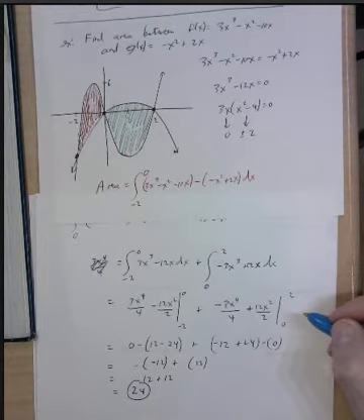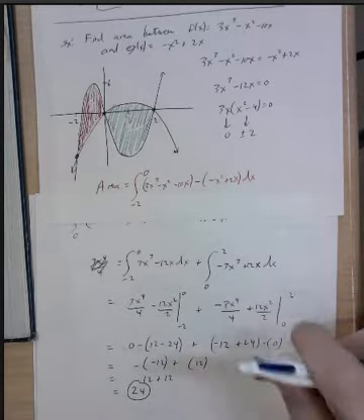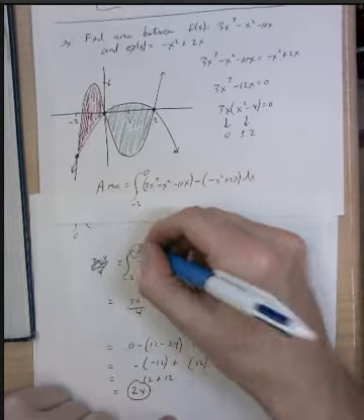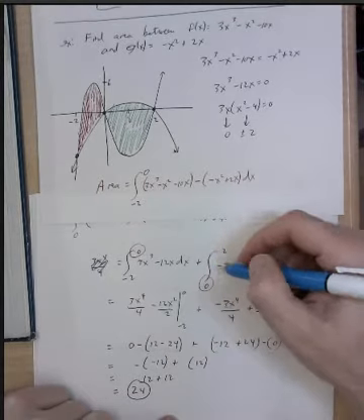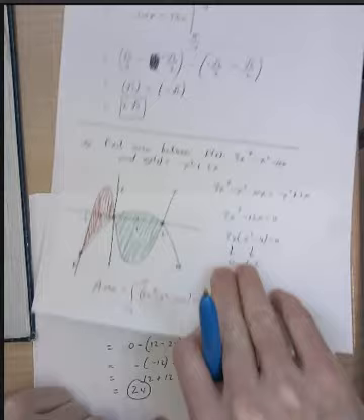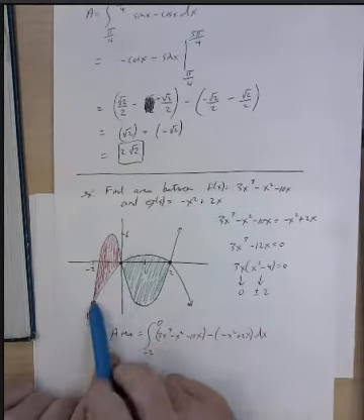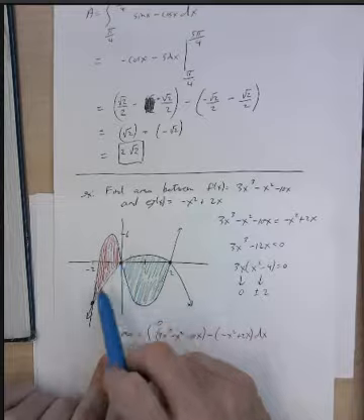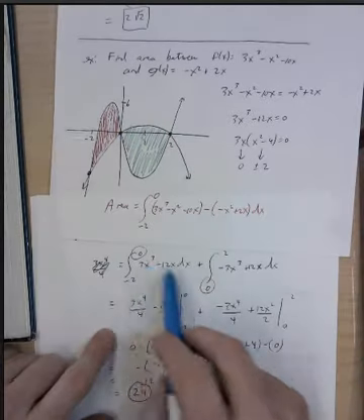Now, a couple of things that are useful to note here: the 0 here and the 0 here should match up, because we're integrating from negative 2 to 0, and then again from 0 on to 2. So that limit of integration should be the same. We should be matching those up.